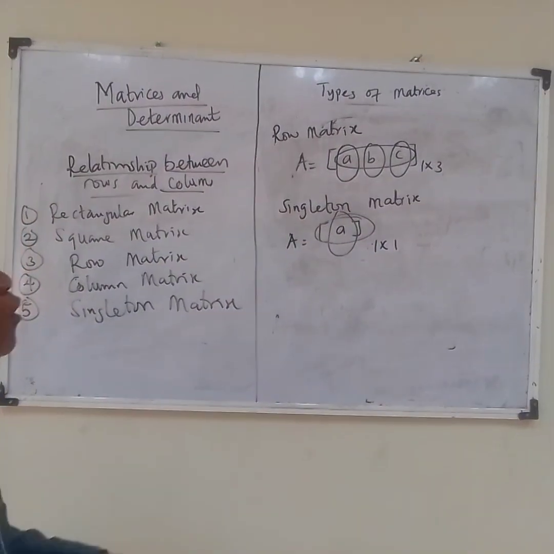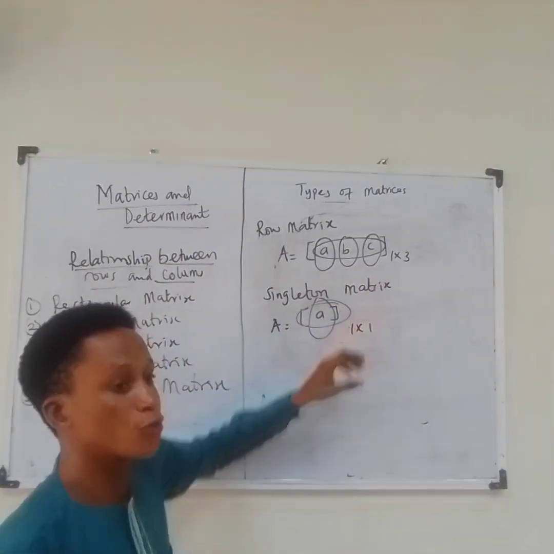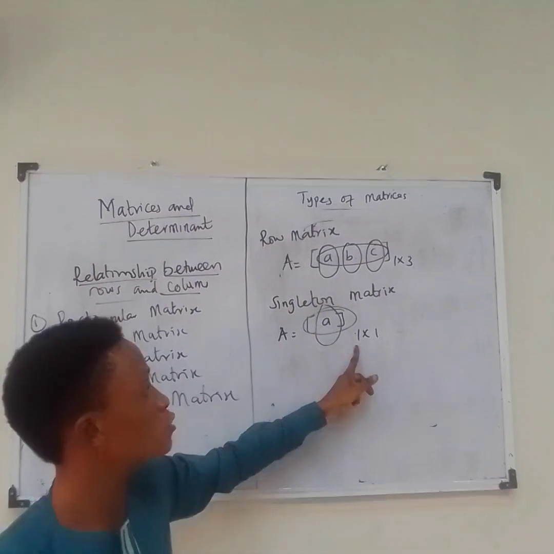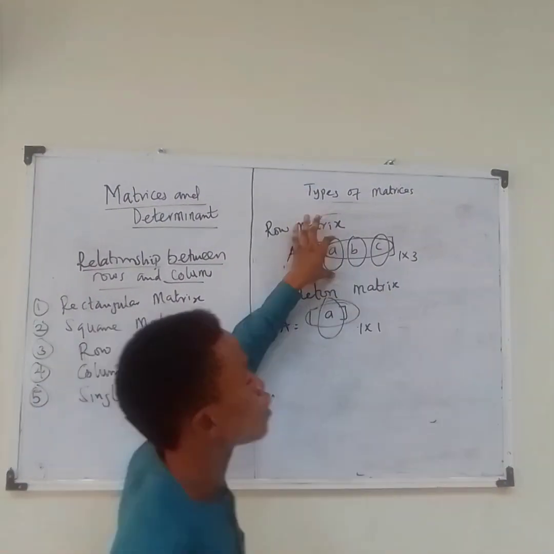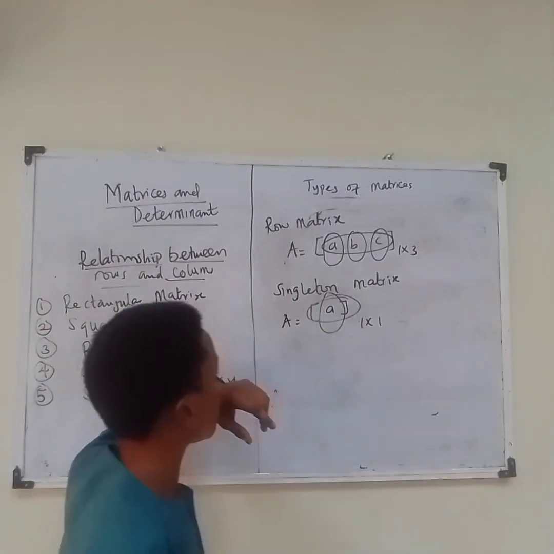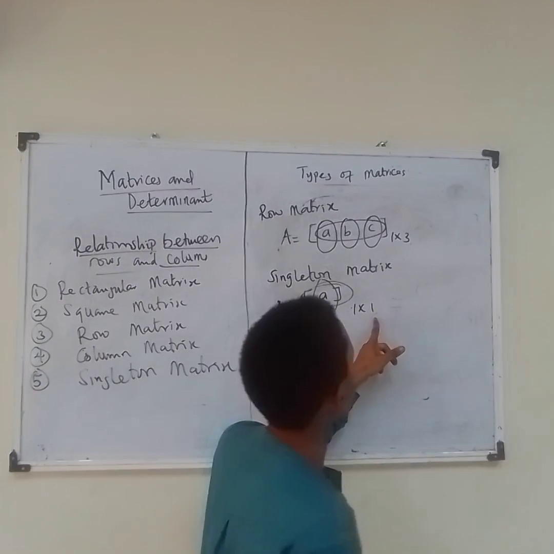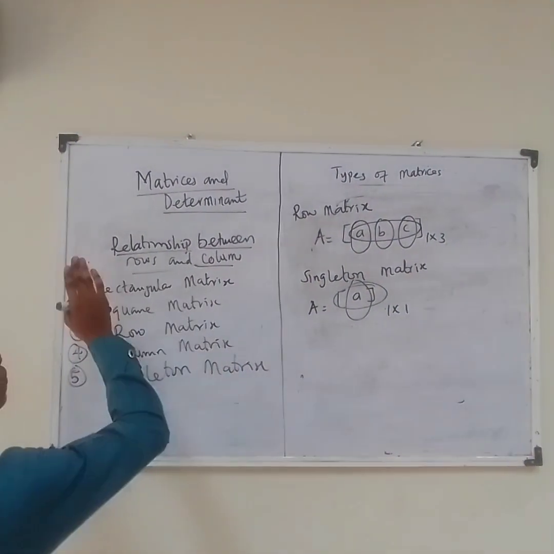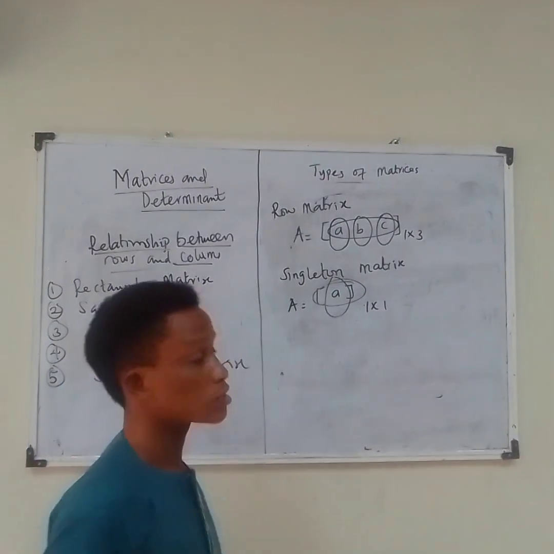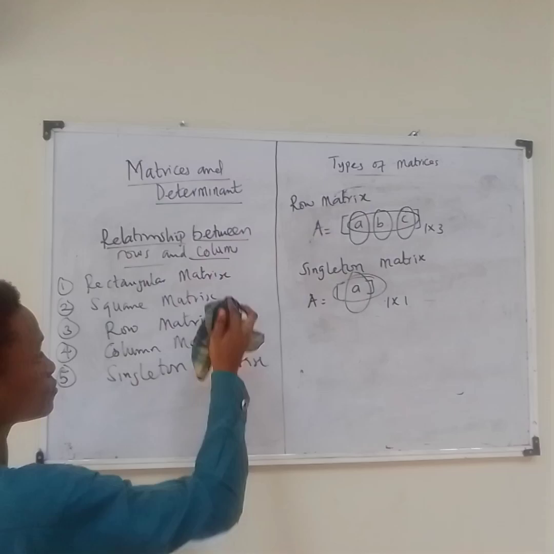One thing: if you want to measure the dimension of a matrix, your row comes first, followed by your column. I said your rows are the horizontal arrangement of numbers, while your column is the vertical arrangement. So I think that's the relationship between rows and columns.